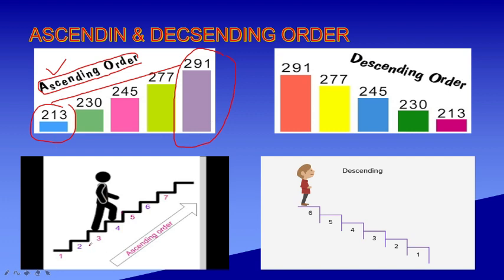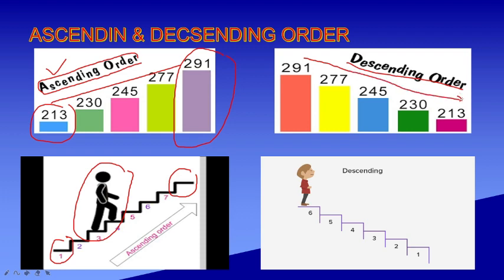So what is ascending order? From lower to higher. Here one student is moving from bottom to higher. So this is the ascending order. And what is descending order? If you move from top to bottom, then we will say this is the descending order.